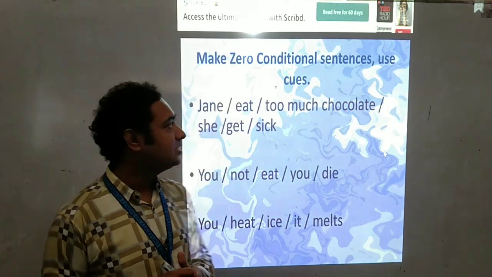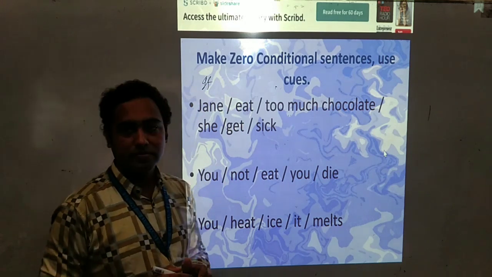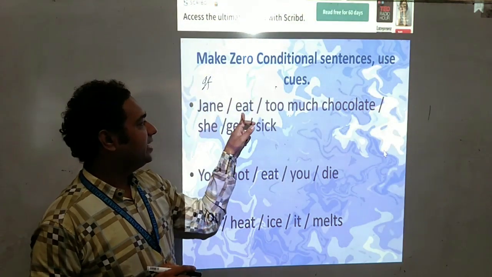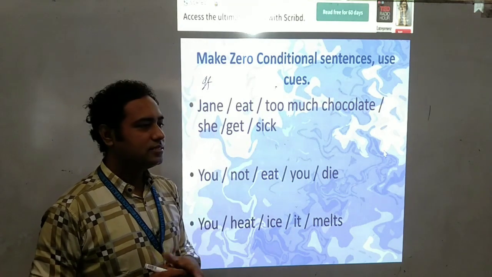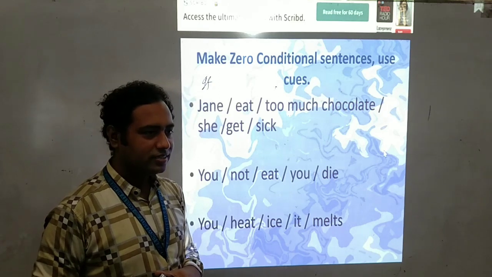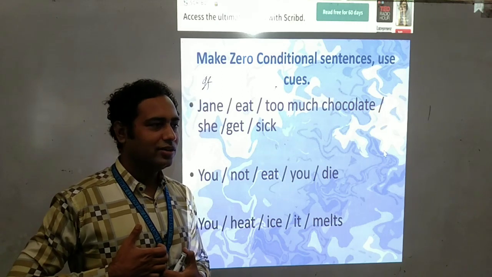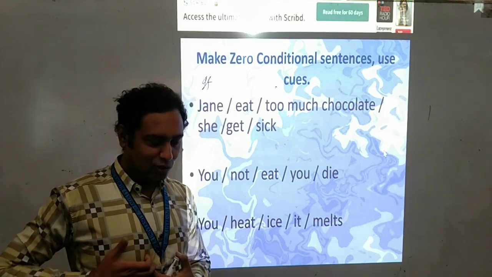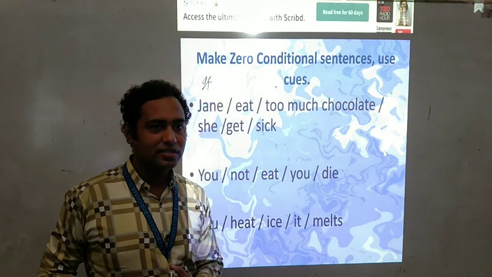You start with the word if. If Jane eats too much chocolate, comma, she gets sick. Do you agree or disagree? You have to agree, because your stomach, your lungs will be affected by chocolates. Heavy calories there.